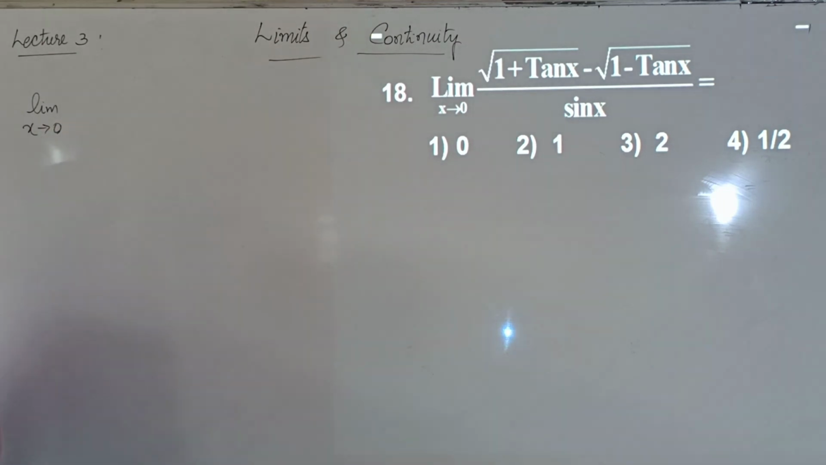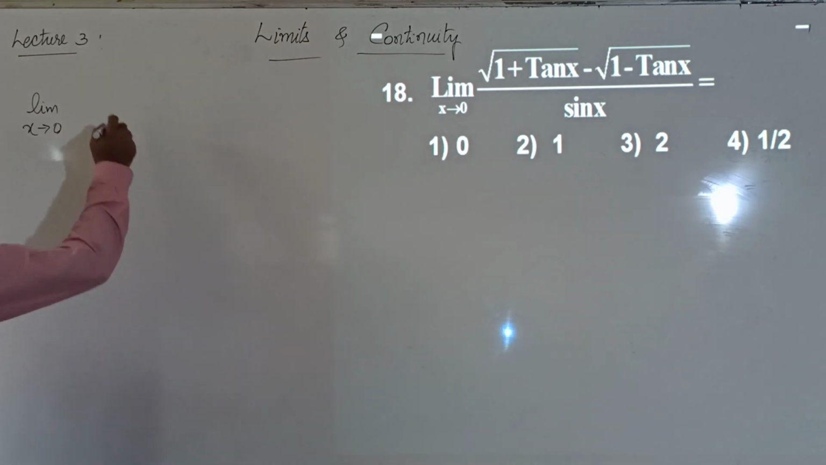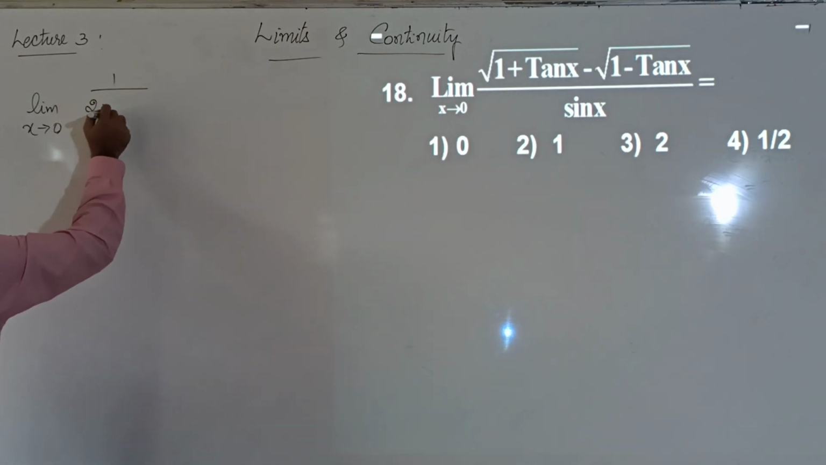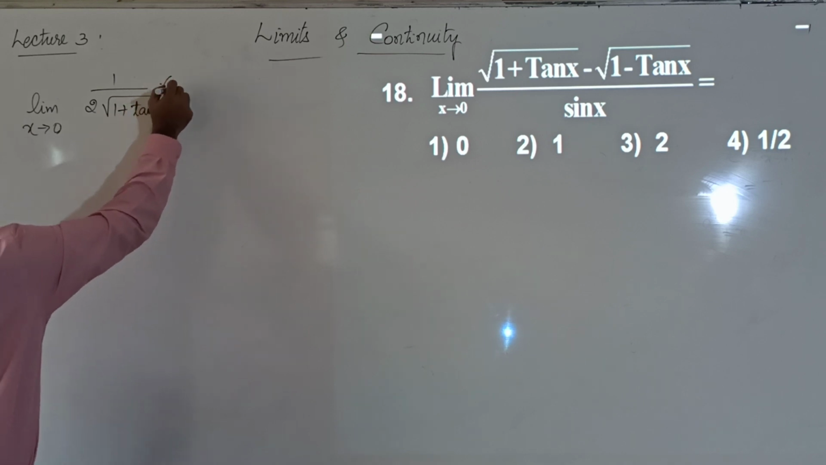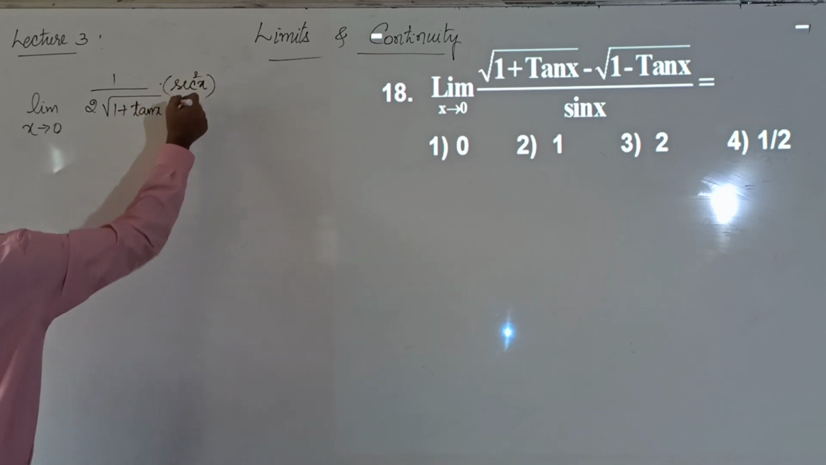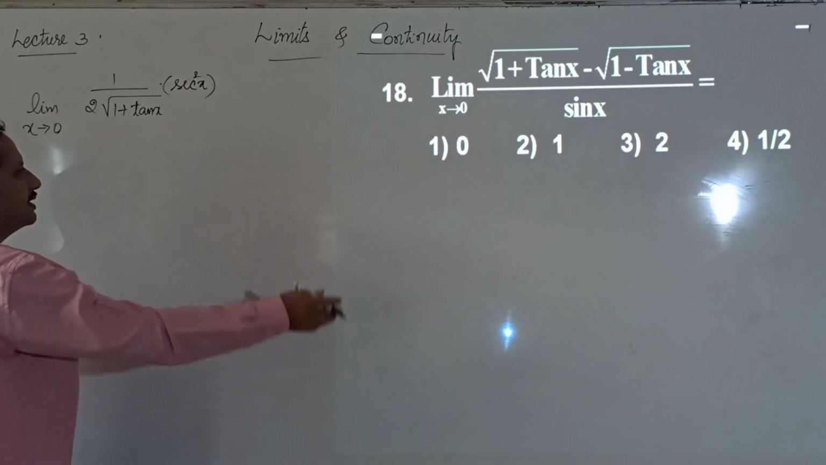So I use L'Hospital's rule. Derivative of root 1 plus tan x is 1 by 2 root 1 plus tan x into the derivative of tan x, which is secant square. So derivative of 1 plus tan x, that is secant square.